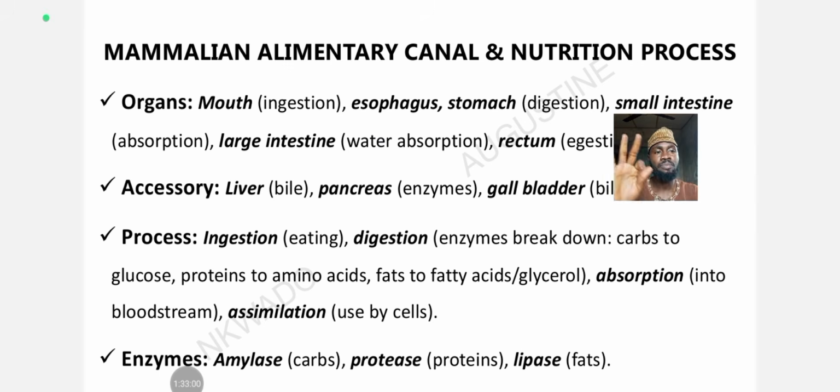Then you have the lipase. Okay, so the lipase digests fats. All right. So immediately this pancreatic juice is released into what you have in the duodenum. That's the first portion of the small intestine. It digests all you have there.